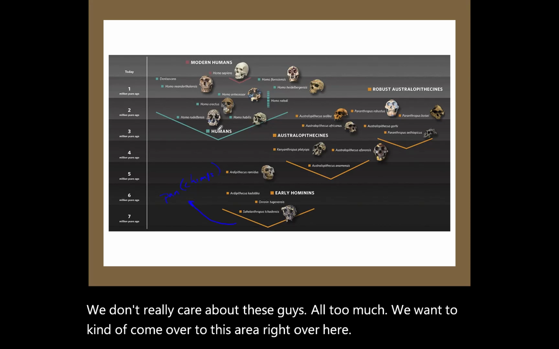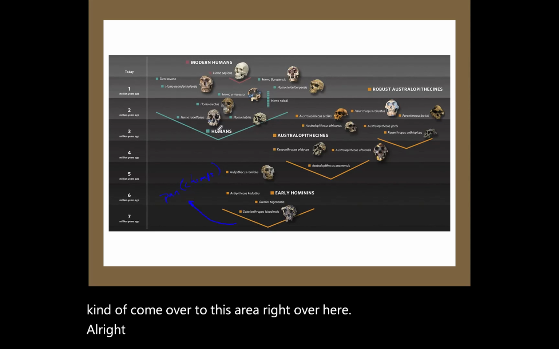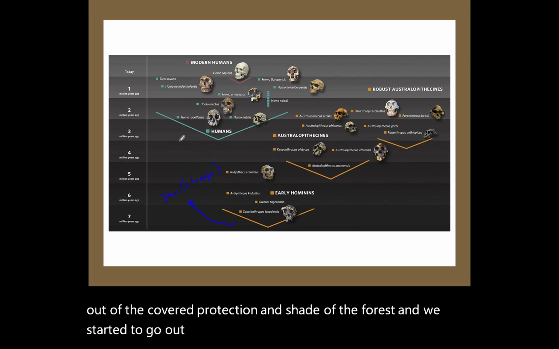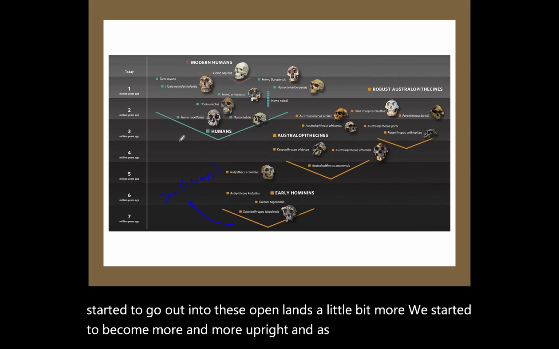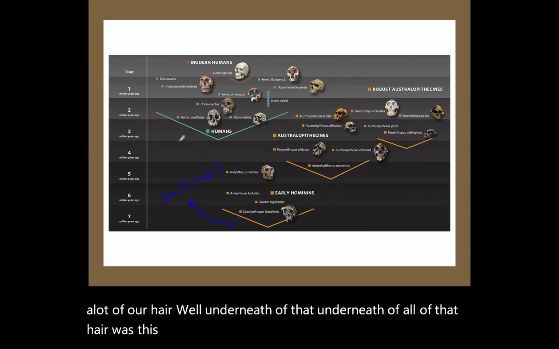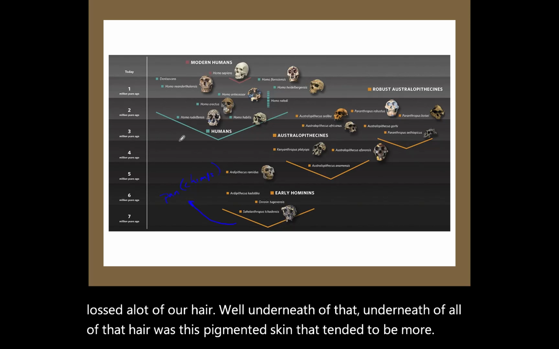So what we believe started to happen was as we moved out of the covered protection and shade of the forest, and started to go out into these open lands a little bit more, we started to become more and more upright. And as we did that, we lost a lot of our hair. Well, underneath of all of that hair was this pigmented skin that tended to be more light, pheomelanin.